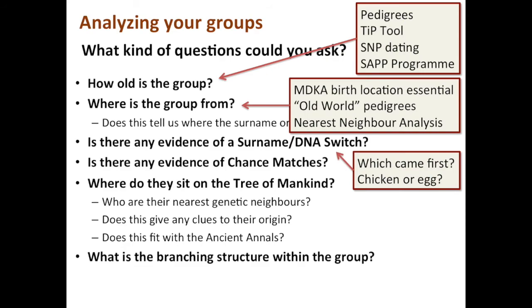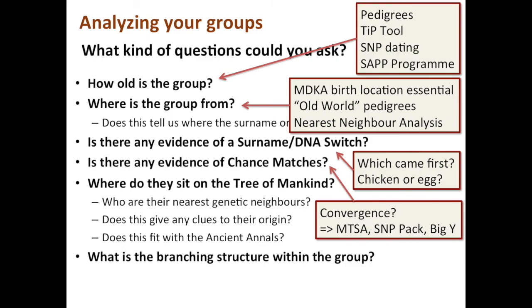Is there any evidence of a surname or DNA switch? In which case you've got a chicken or an egg situation, and you have to decide, is this the Farrell come first and the McDonald come later, or was it the other way around? One way of trying to solve this is looking to see, well, which group appears oldest? Is the Farrell group oldest, or is the McDonald group oldest? Presumably the oldest group was the originator, which came first, and then the NPE would have come later and would have less descendants and less genetic diversity.